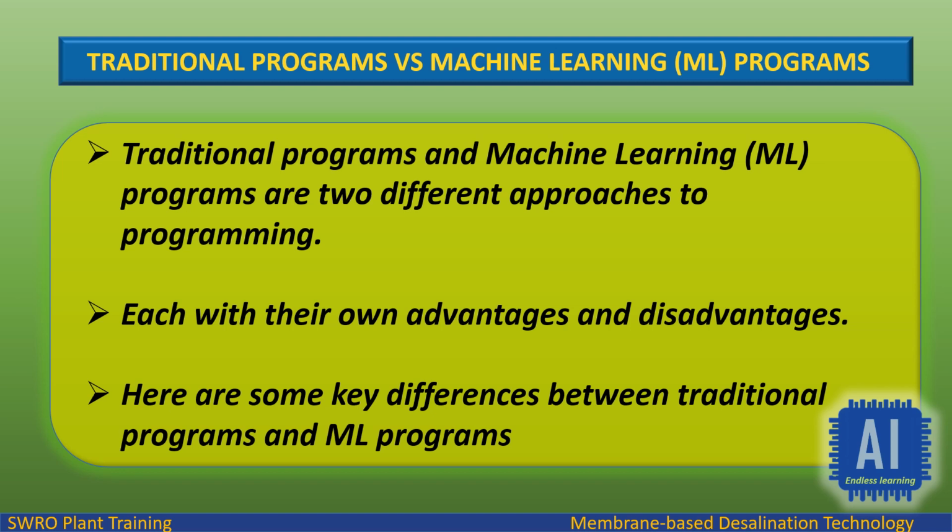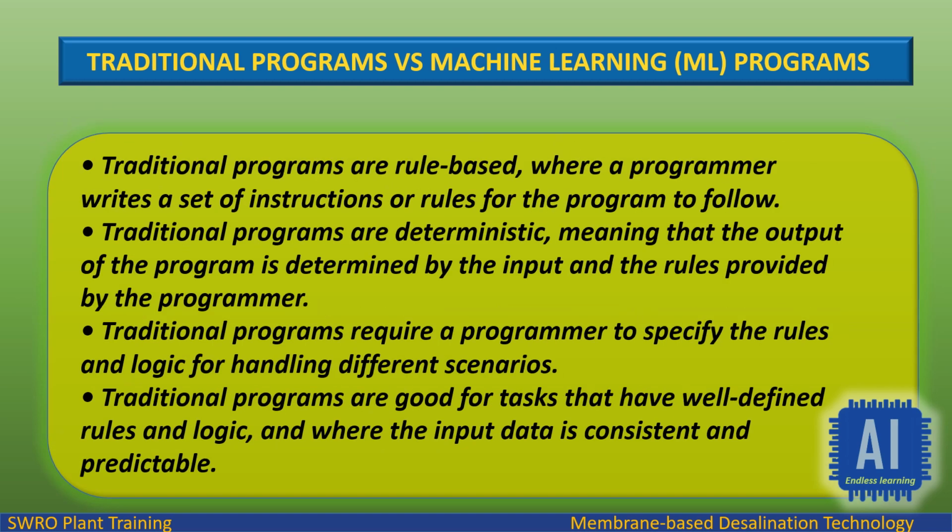Traditional programs and machine learning (ML) programs are two different approaches to programming, each with their own advantages and disadvantages. Here are some key differences between traditional programs and ML programs. Traditional programs are rule-based, where a programmer writes a set of instructions or rules for the program to follow.